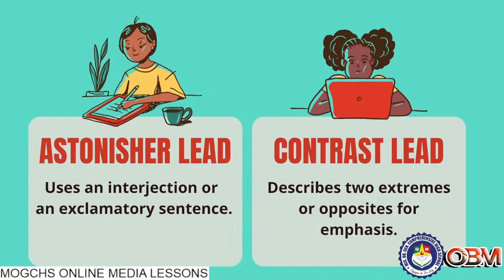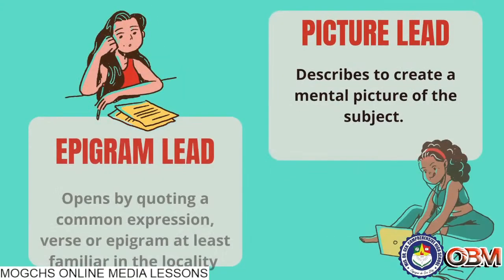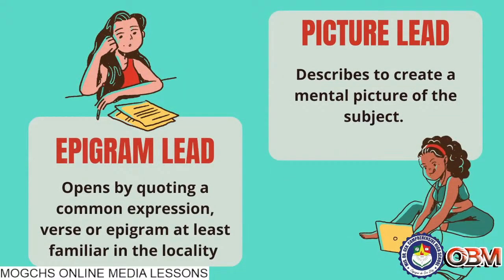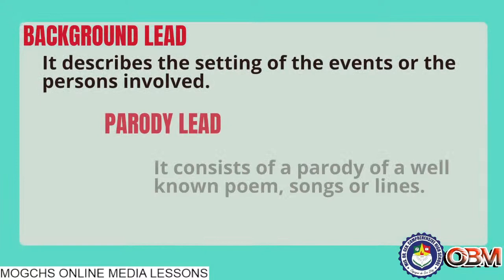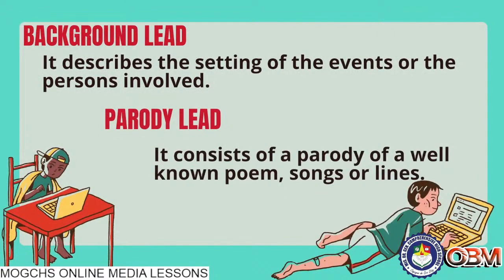Second, contrast lead. It describes two extremes or opposites for emphasis. Third, we have epigram lead. It opens by quoting a common expression, verse, or epigram at least familiar in the locality. Fourth, picture lead. It describes to create a mental picture of the subject. Fifth, background lead. It describes the setting of the events or the persons involved.